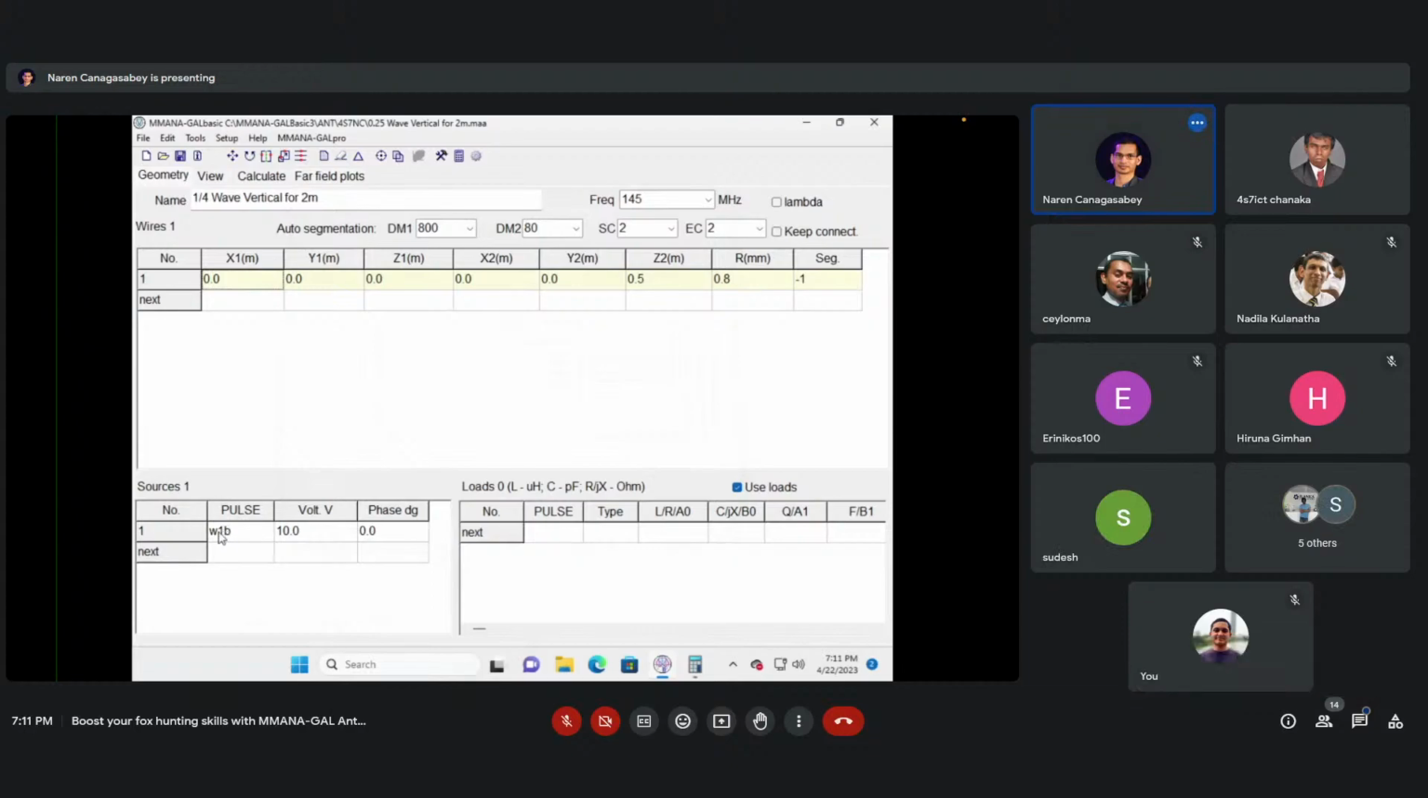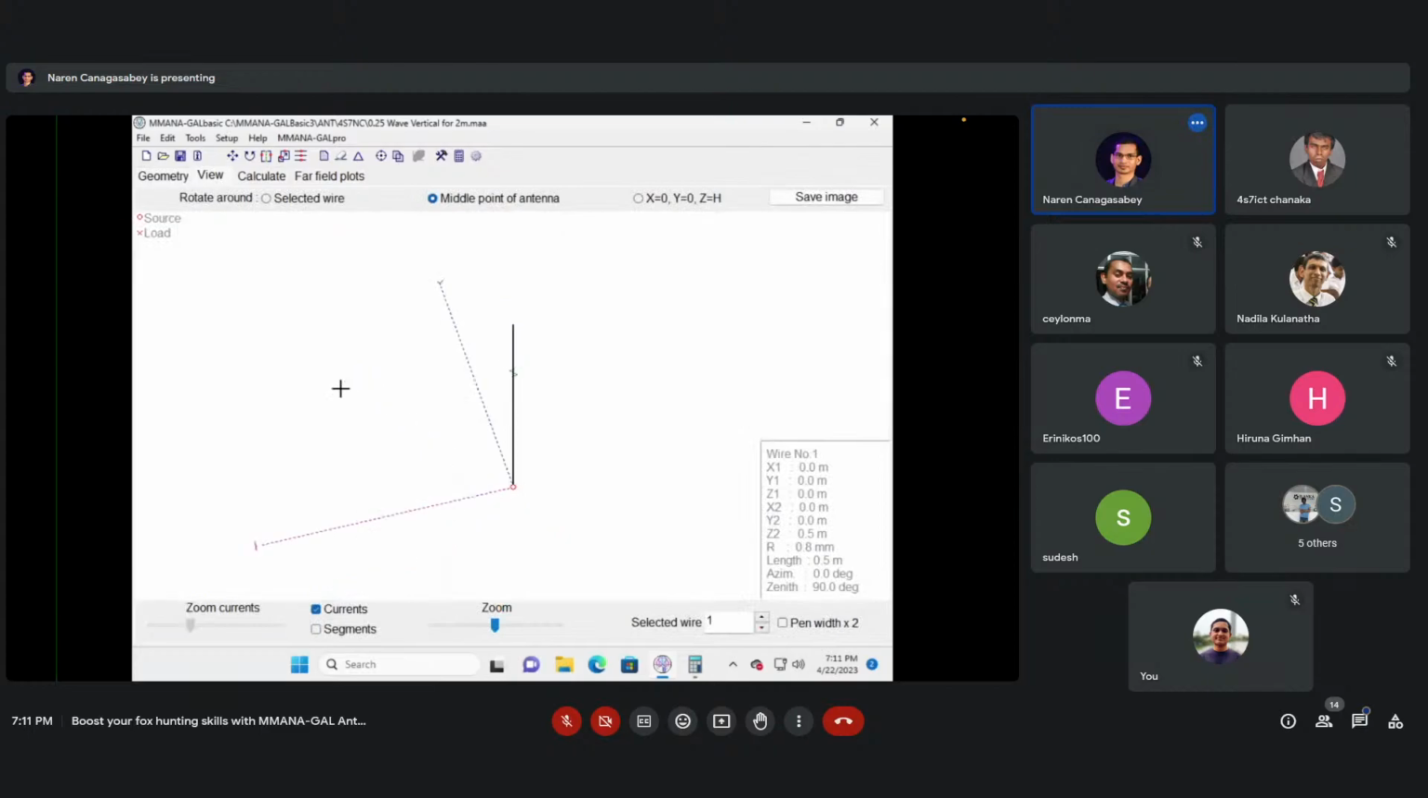W1 stands for wire 1, which is this, and B stands for beginning. So you can see the antenna here. This is what it looks like. Here you can see this pink circle, that's actually the source, and this box here shows you the dimensions of the antenna. You can see a length of 0.5 meters.